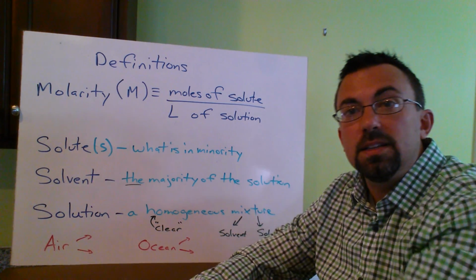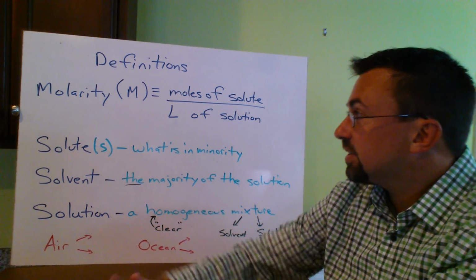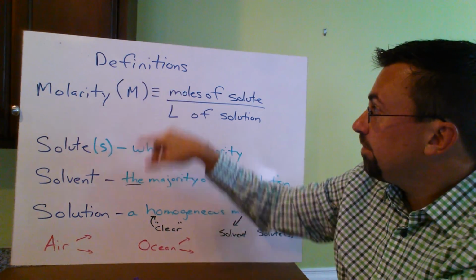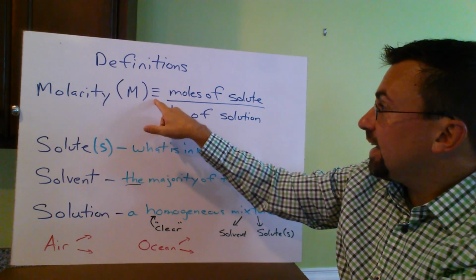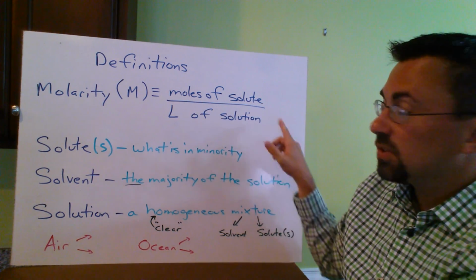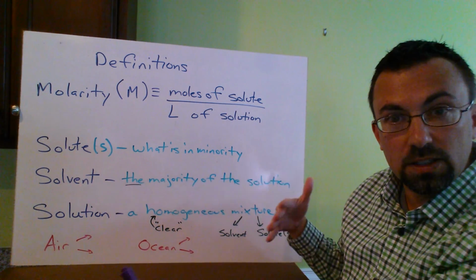Anytime we do a new idea, let's start with a couple definitions. So let's start with molarity itself. Our symbol would be the capital M, a big M, and it is defined as the moles of solute per liter of solution. So it's the number of moles in every liter of solution.